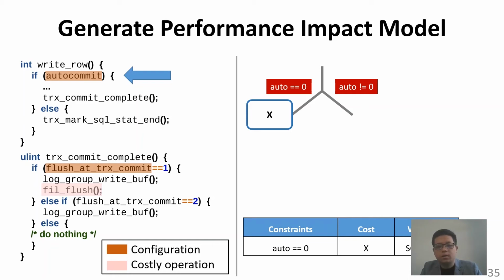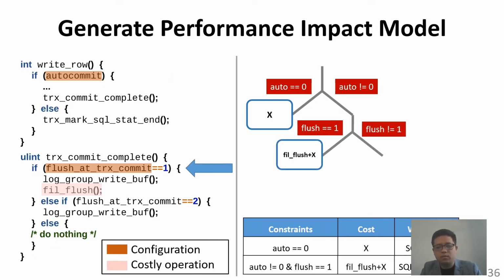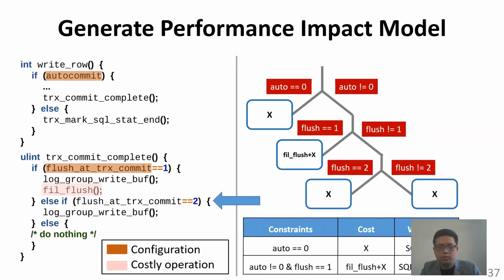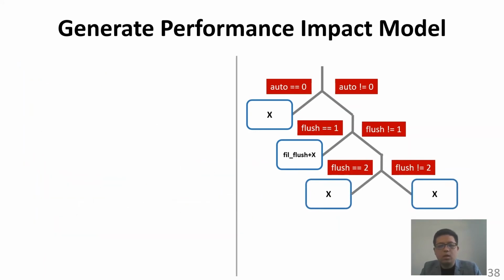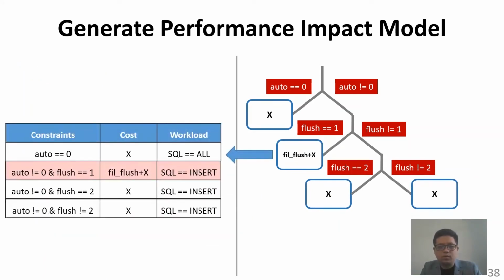If the autocommit is not equal 1, we trace the cost as X. Then we fork on flush at TX commit equal 1 and find this branch has a costly operation. After we trace all the possible parameter combinations, we can derive the performance model for each constraint and find that there's one slower path with the condition autocommit not equal 1 and flush at TX commit equal 1.